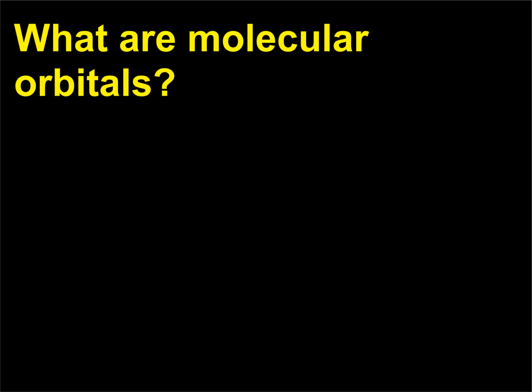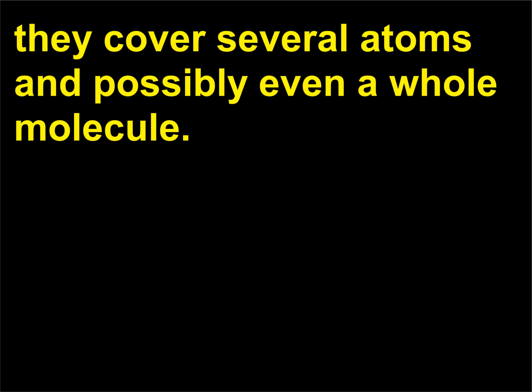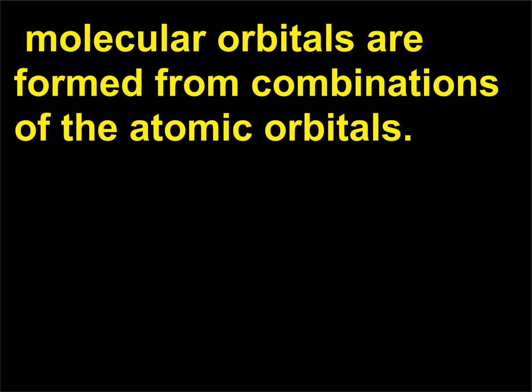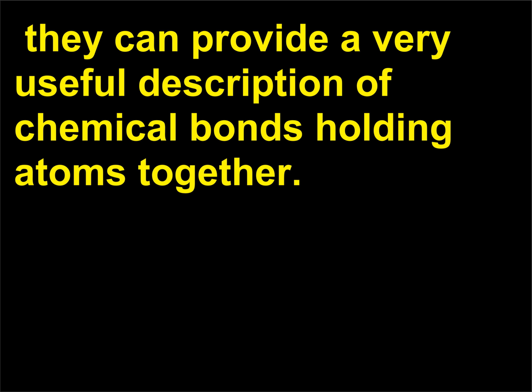What are molecular orbitals? Molecular orbitals are different from atomic orbitals in that they cover several atoms and possibly even a whole molecule, while atomic orbitals originate from a single atom. Molecular orbitals are formed from combinations of the atomic orbitals because they allow electrons to occupy the space between the atoms in a molecule. They can provide a very useful description of chemical bonds holding atoms together.